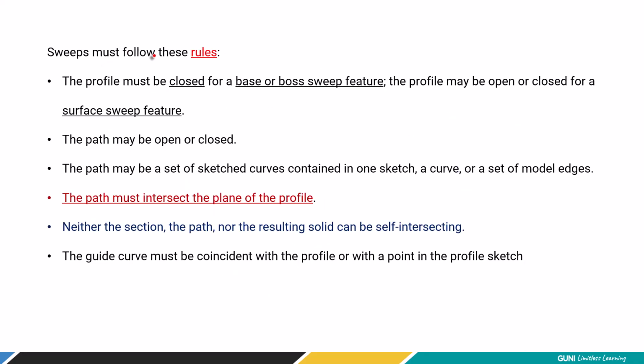Now sweep must follow these rules. Please remember this, otherwise you are not able to create the swept features or it will throw you an error. Profile must be closed for a base or boss swept feature. Profile may be open or closed for a surface sweep feature. So this will create a solid part. This will create the surface part. Path may be open or closed. It can be like an arc or it can be a completely circle or ellipse.